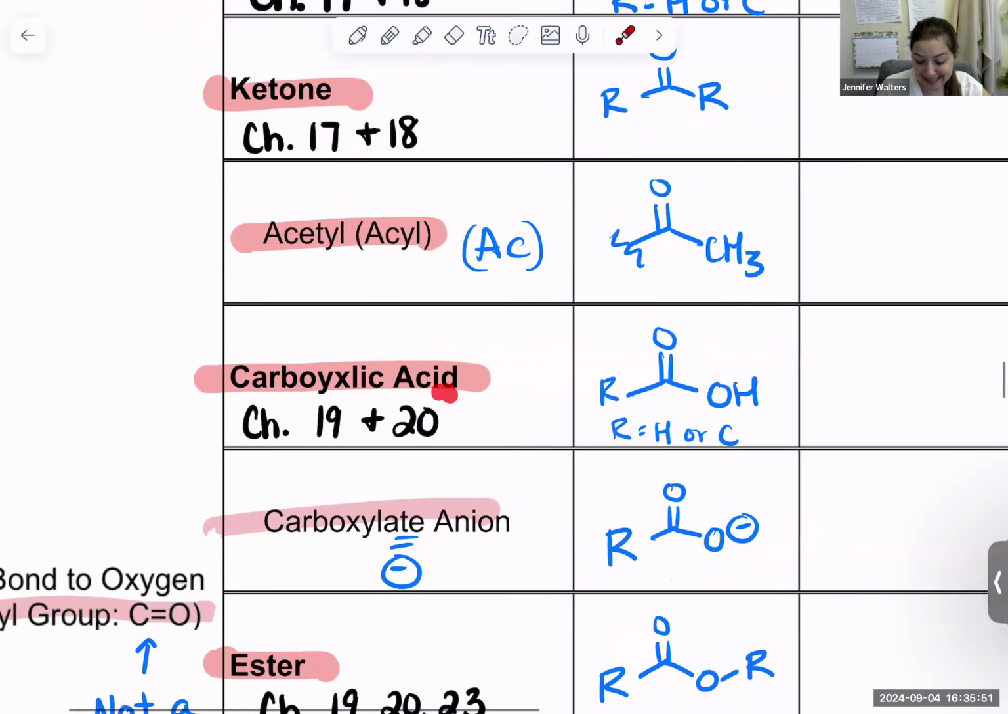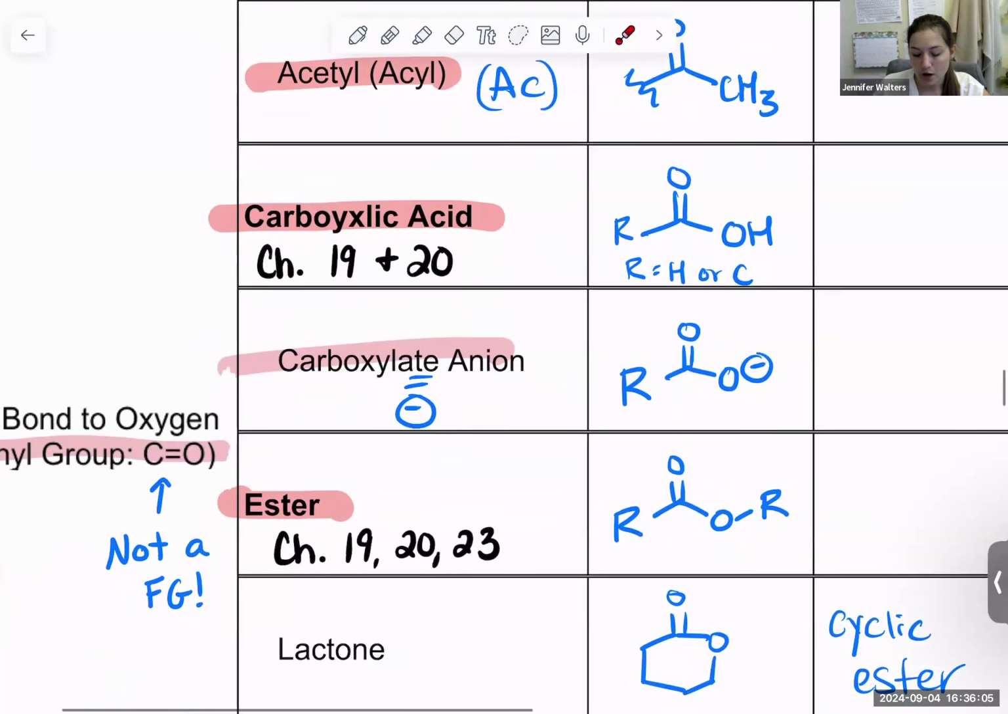Our carboxylic acid is where you have a carbonyl with a hydroxyl group combined, and you can either have hydrogen or carbon on the other side. That makes it a carboxylic acid. It's where you have carbon, double bond oxygen, single bond OH. That is a carboxylic acid. The conjugate base of that is the carboxylate anion. So that's where you have O minus. You just put ate on the end: carboxylate.